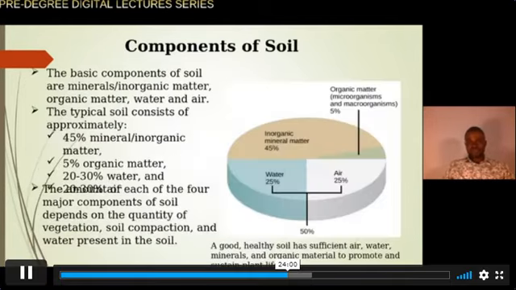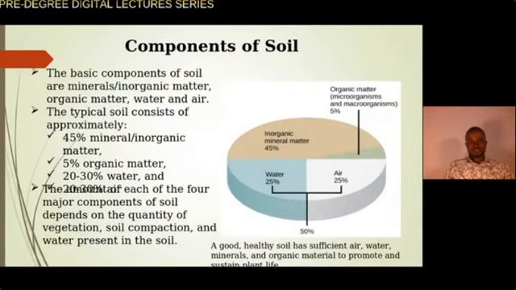Now the components of soils. The basic components of soils are mineral or inorganic matter, organic matter, water, and air. A typical soil consists of approximately 45% mineral, 5% organic matter, 20 to 30% water, and 20 to 30% air. The amount of each of the 4 major components of soil depends on the quantity of vegetation, soil compaction, and water present in the soil.